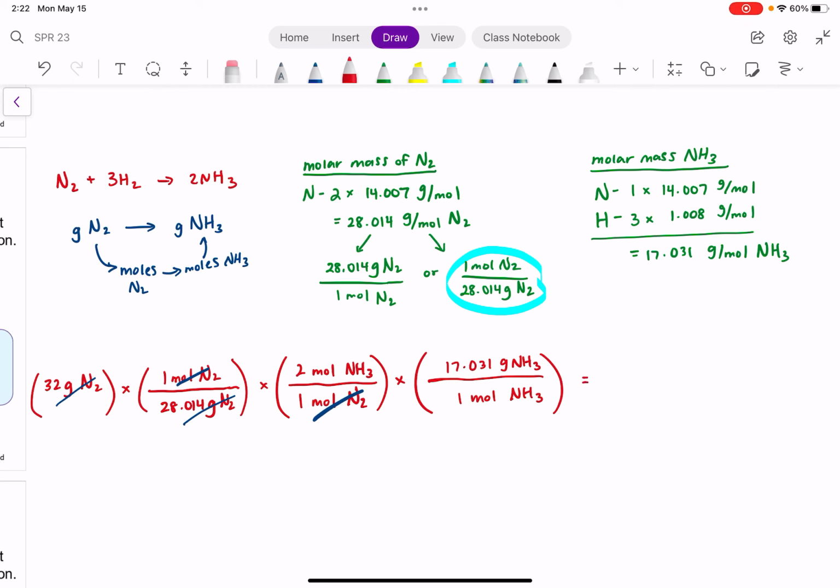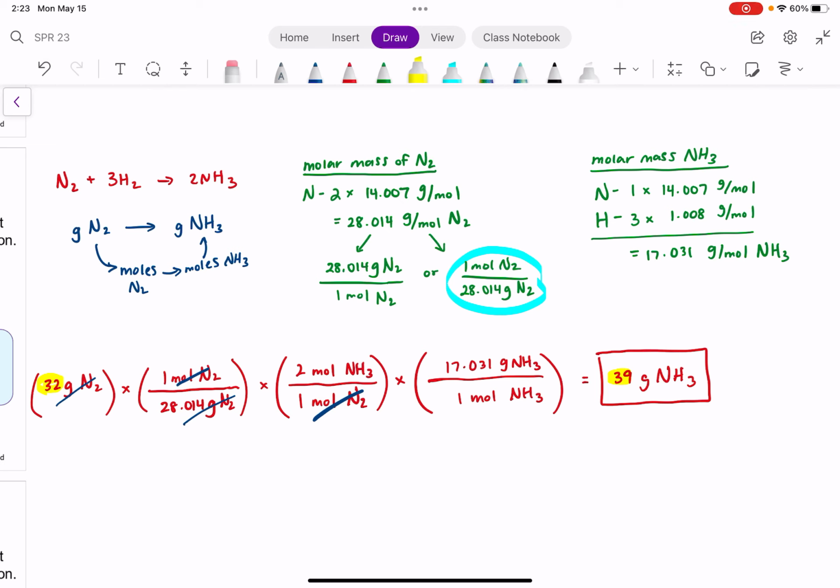So let's go ahead and plug all this into a calculator. So we got 32, just looking at the top numbers, times 2 times 17.031 equals that number divided by 28.014. And that gives me about 39 grams of NH3. And I went ahead and rounded to the correct number of sig figs, which is 2.